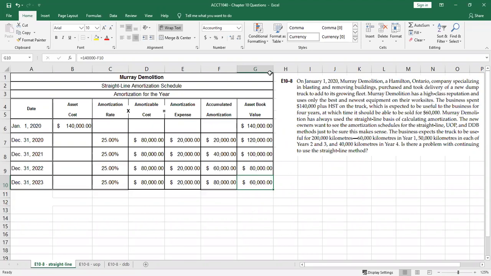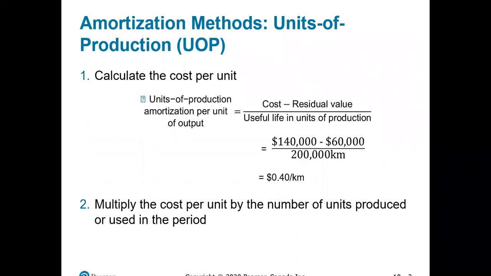I'm just going to change the screen share back to our slides. Before we run the numbers, let's remind ourselves of what the next method is all about. It's the units of production method, also designated as UOP. And you'll recall in class, we talked about units of production amortization being cost minus residual value divided by the useful life in units of production. Now, the numerator of that equation is going to look very familiar to you. It's identical to method number one.